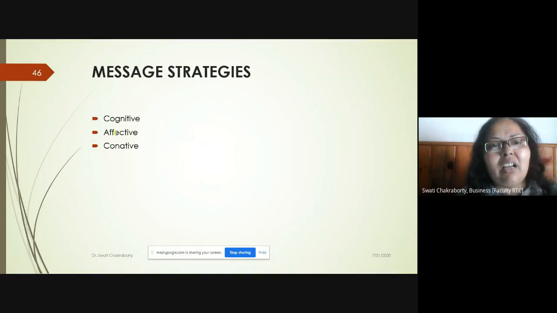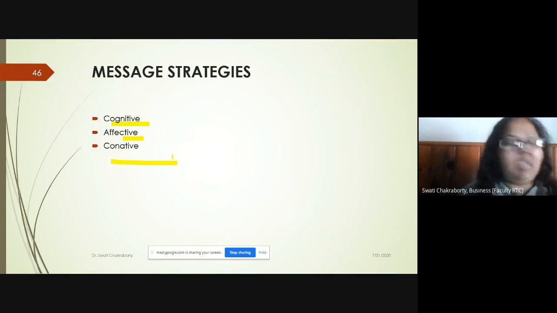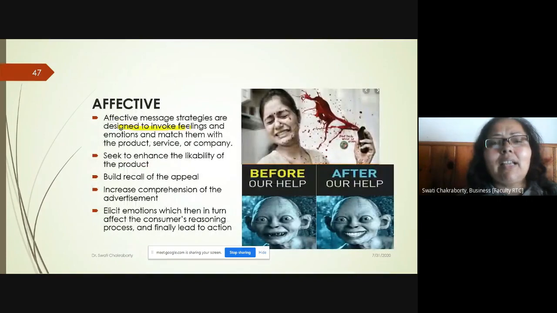Next comes message strategies. As we were discussing, we did just discuss the cognitive, so we'll go to the next part, which is affective. An affective message is basically designed to invoke feelings and emotions within the customers and to match them with the product, service, or company. It's done to ensure that customers like the product, build recall of the appeal, start thinking about it, and get attracted to it. It wants to elicit emotions which in turn would affect the consumer's reasoning process and finally lead to purchasing it, right?